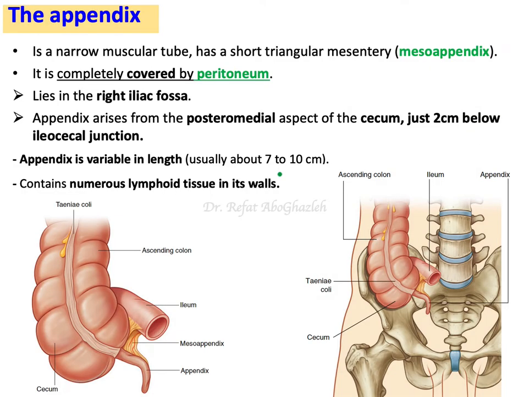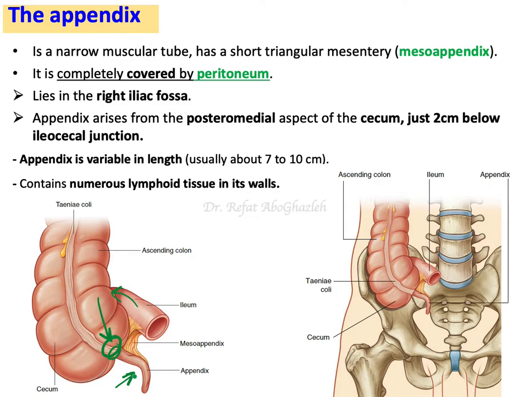Let us start with the appendix. You have an idea about the cecum, of course, and you know the cecum has two openings, one for the distal end of the ileum at the ileocecal junction that opened, as I mentioned, in the posterior medial wall that you cannot see here, that's from the back. Now, just about 2 centimeters posterior to the opening of the ileum in the cecum, there is another opening which is for the appendix. So yes, this is the appendix, which also opens in the posterior medial wall of the cecum.